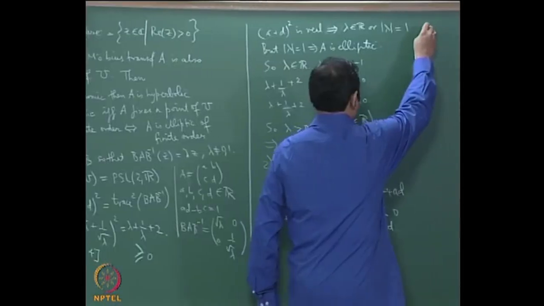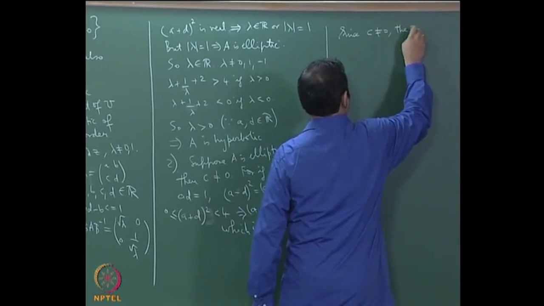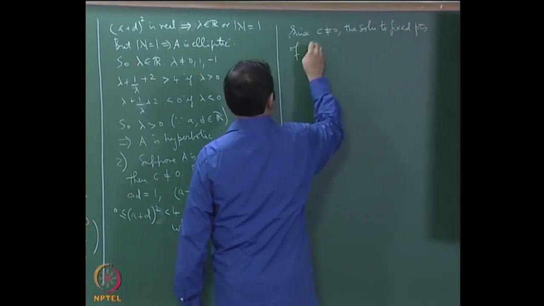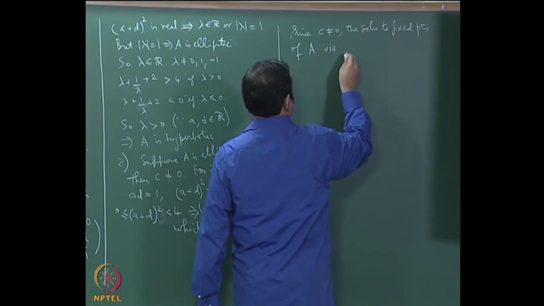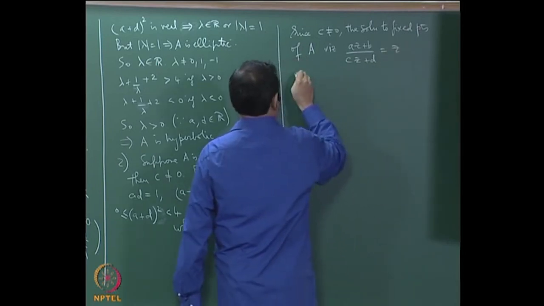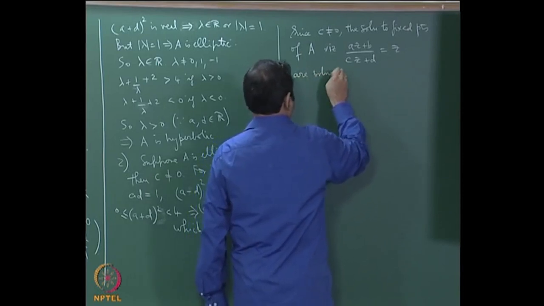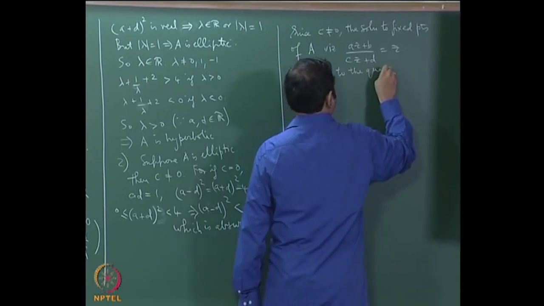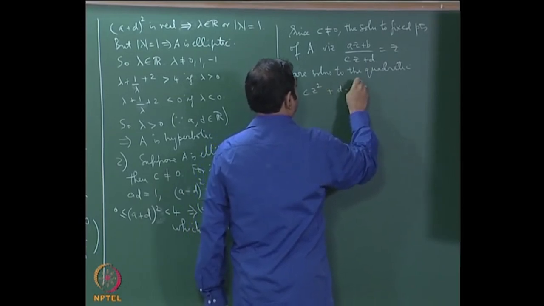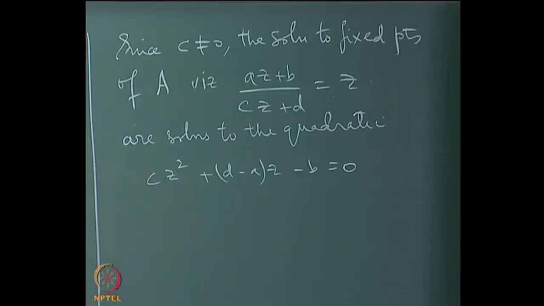Now if C is not 0, since C is not 0, the solution to fixed points of A, namely (Az plus B) by (Cz plus D) equal to z, is the solutions to the quadratic Cz squared plus (D minus A) times z minus B equal to 0. Now this is an honest quadratic because C is non-zero.